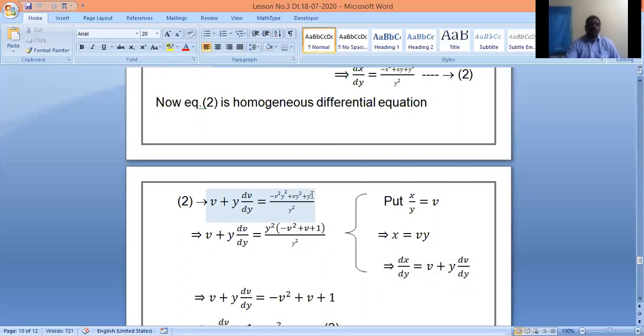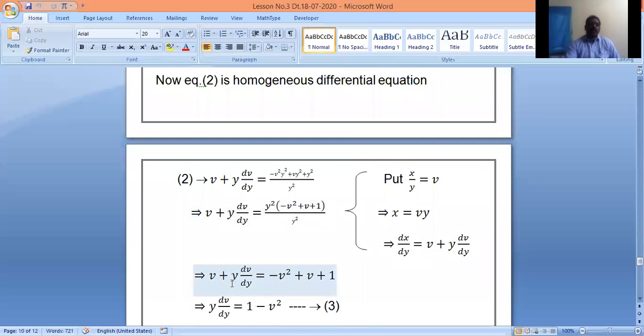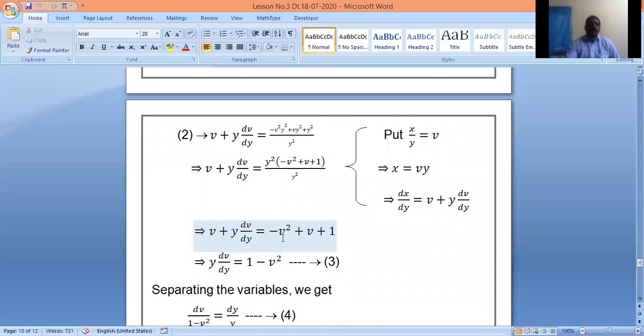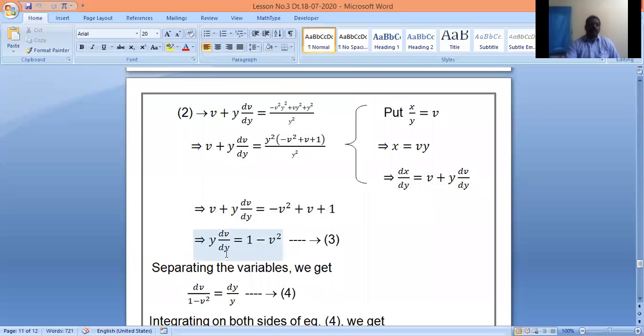By taking y² common from the numerator, we get v + y dv/dy = y²(−v² + v + 1)/y². By cancelling the numerator y² and denominator y², we get v + y dv/dy = −v² + v + 1. By cancelling v on the left side and v on the right side, we get y dv/dy = 1 − v². Let this be equation 3.